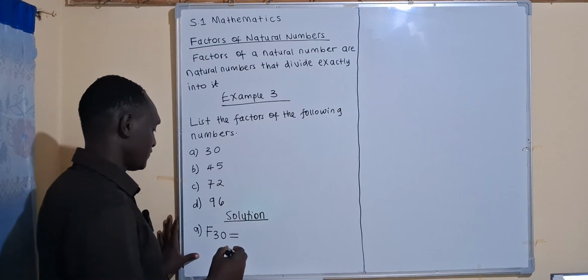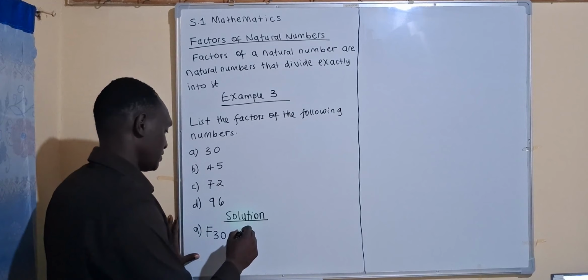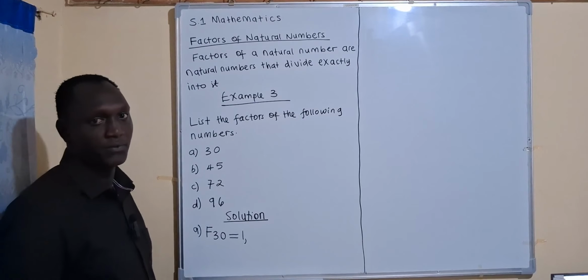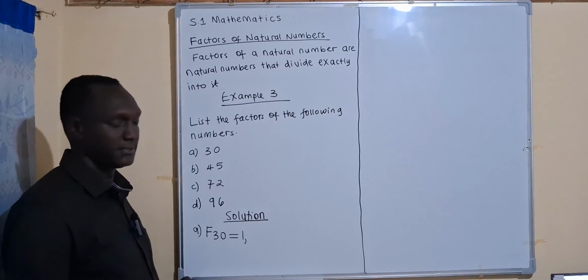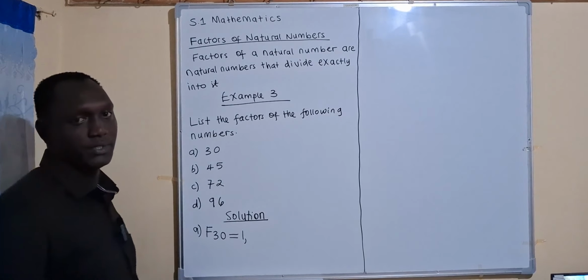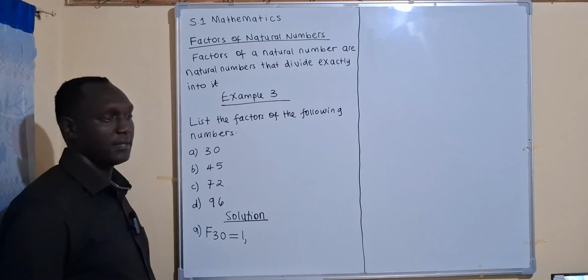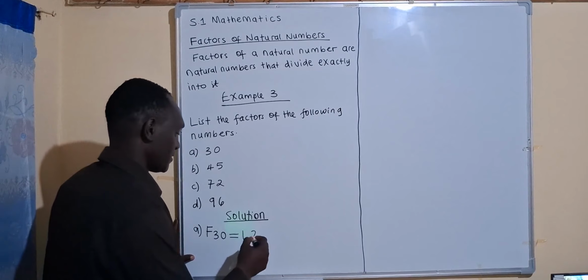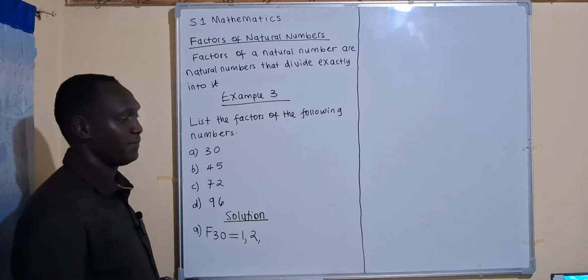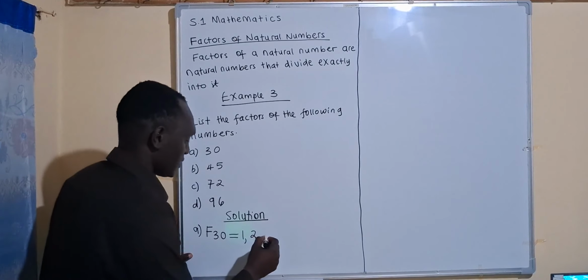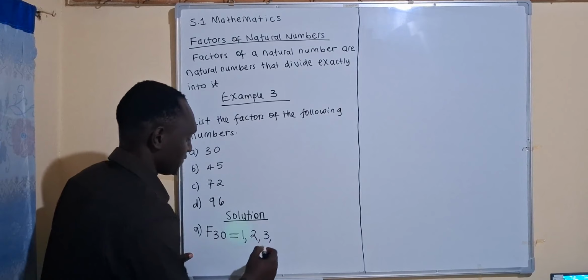So 30 divided by 1 is 30 and the remainder is 0. Therefore, 1 is a factor of 30. How about 2? 30 divided by 2 is 15 and the remainder is 0. So 2 is a factor. How about 3? 30 divided by 3 we get 10 and the remainder is 0. Thus 3 is a factor.